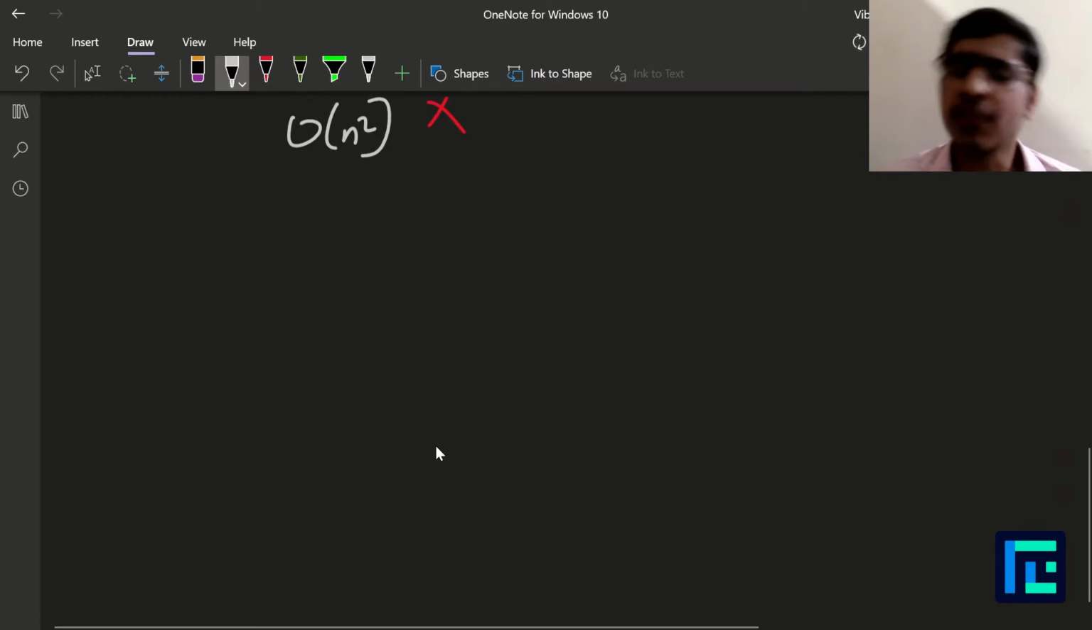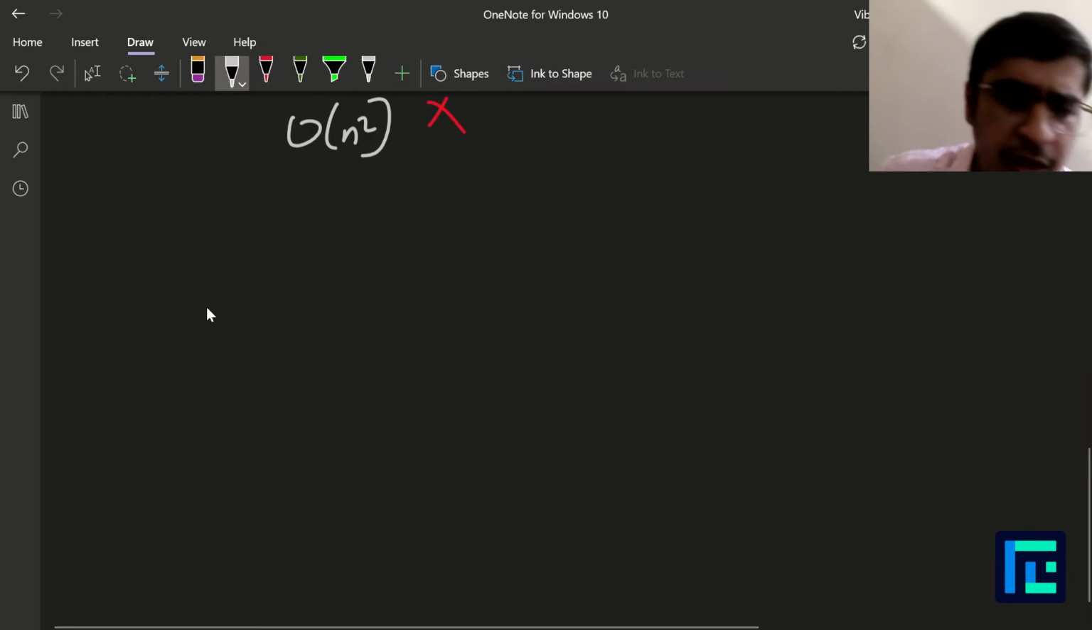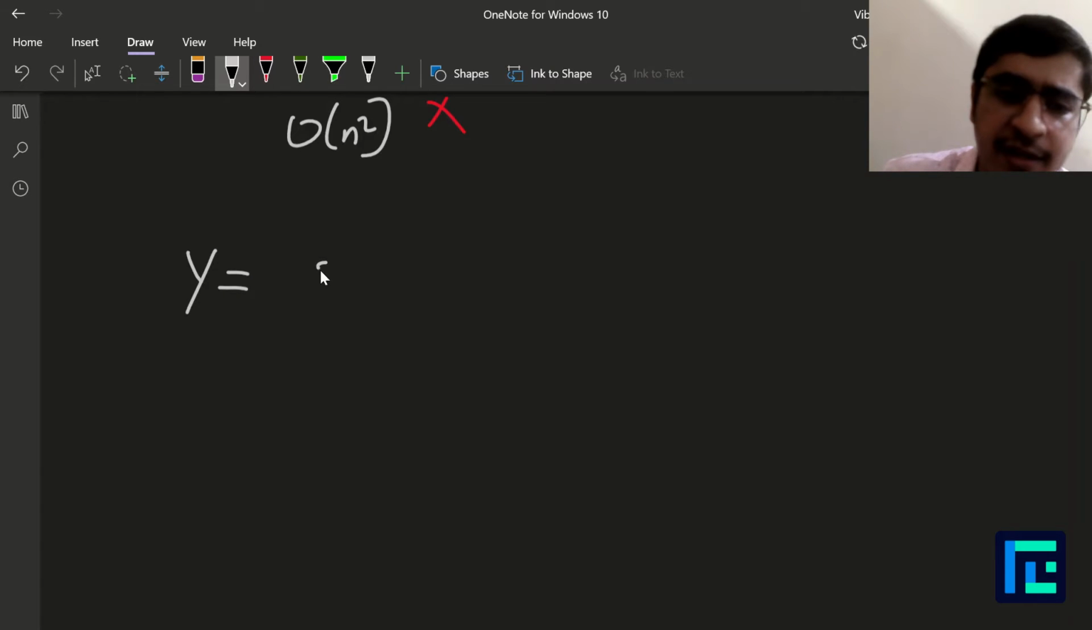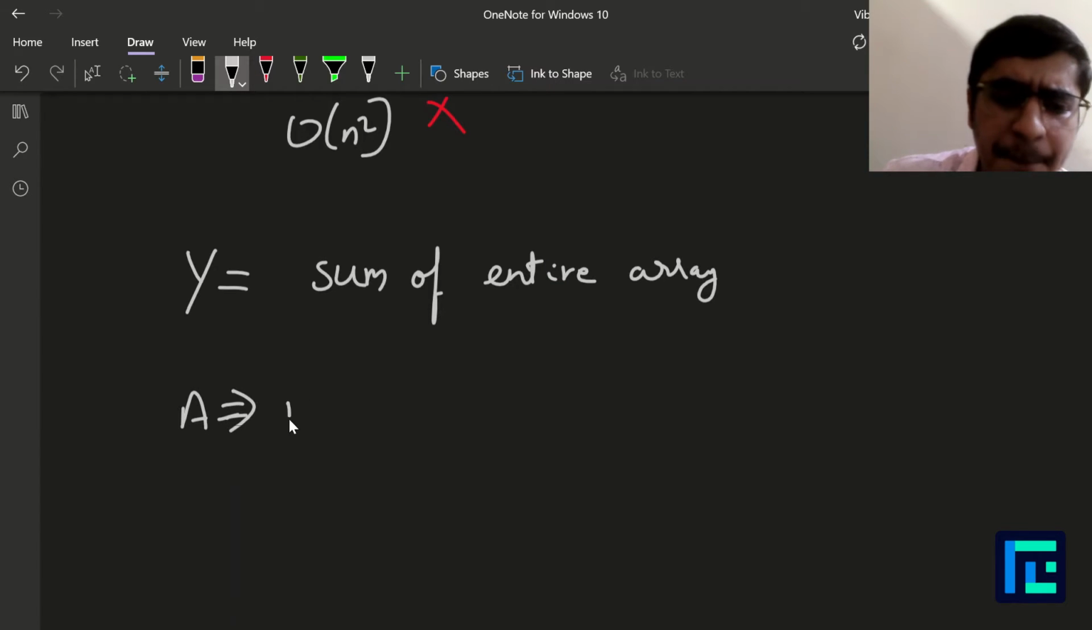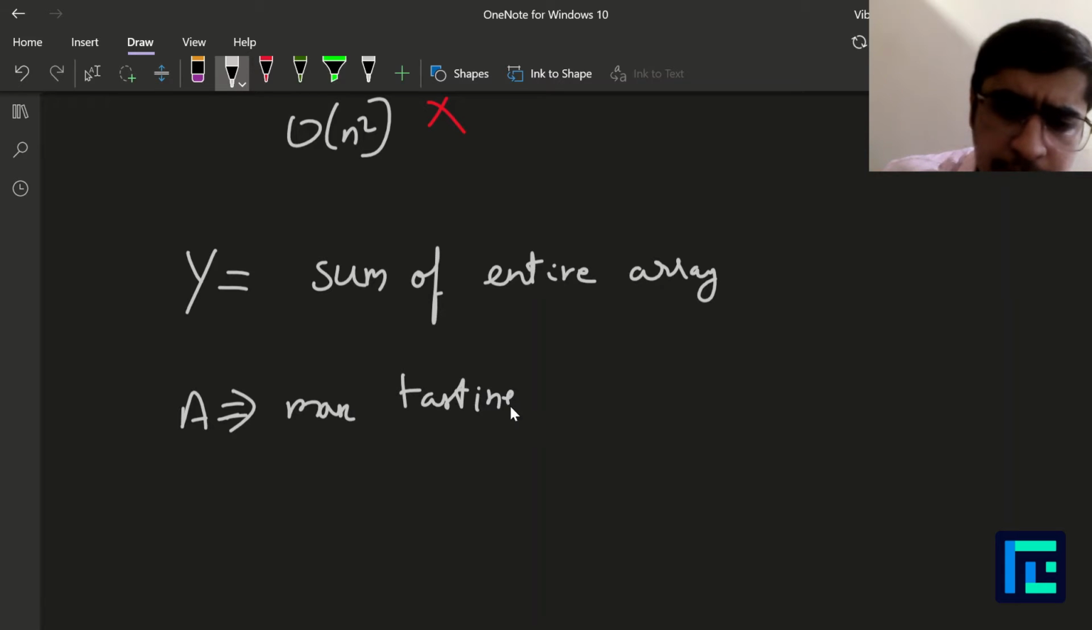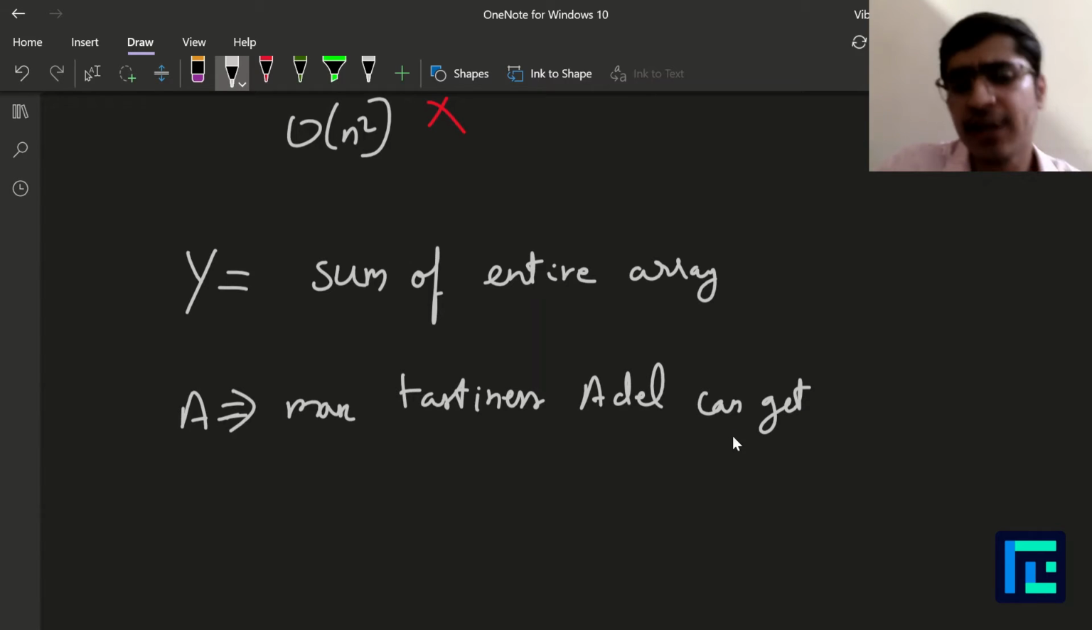Now let's try to form a solution to the problem. Yesser's overall tastiness is fixed, right? That is going to be the sum of the entire array. Now, let's try to see the maximum tastiness Adel can get. Okay, let's try to calculate this part.